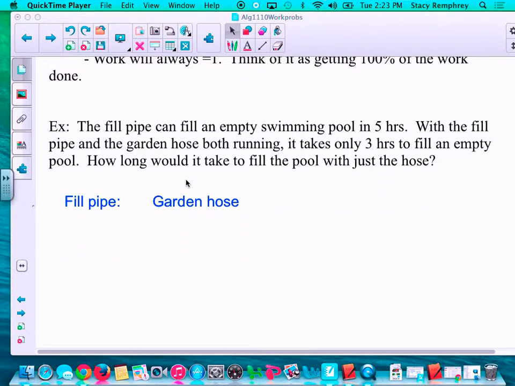In our first example, the fill pipe can fill an empty swimming pool in 5 hours. So by itself, it can fill the pool in 5 hours. If the fill pipe and the garden hose both run, it takes only 3. How long would it take to fill the pool with just the hose? So I'm going to set this up kind of similar to the way we did the current problems. I'm going to switch the slide. It does have all the answers on it, but I'm going to talk through it as we go.